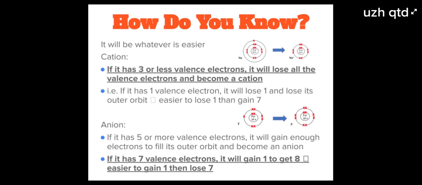Anions, on the other hand, have typically 5 or more valence electrons. So they're likely to gain enough electrons to fill out the outer orbit and become negative, so they're anions. So for an example, like we used fluorine earlier, fluorine has 7 valence electrons. It's going to gain 1 to get 8 because it's easier to gain 1 than it is to lose 7. Simple, easy.